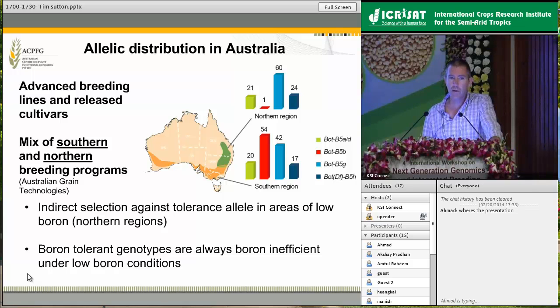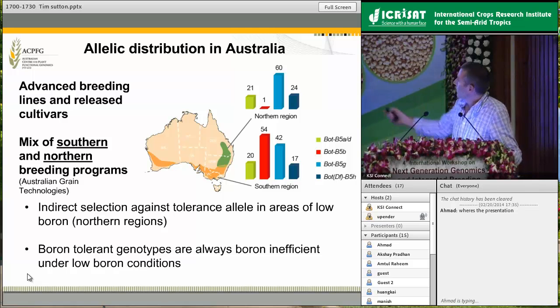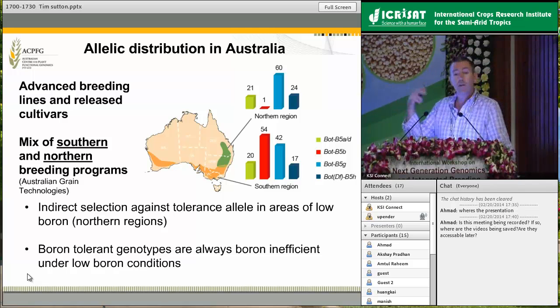So we assembled a collection of advanced breeding lines and released cultivars from one of the major breeding programs in Australia, Australian Grain Technologies, and this was a mix of southern material and northern material. And what we found was quite interesting. We looked at the allele frequency in lines that were bred for the southern environments, and we compared that to the material developed for the northern regions. And what we saw was a dramatic difference in the allele frequency of the tolerance gene in southern environments compared to the northern environments. And in fact, this one line that was bred in the northern region was actually targeted to the southern environment.